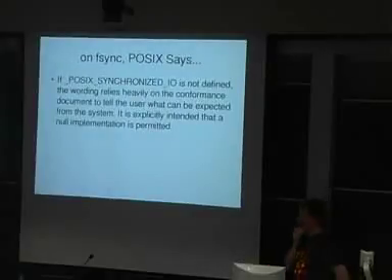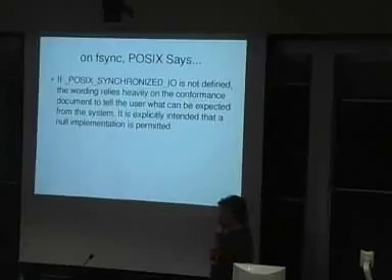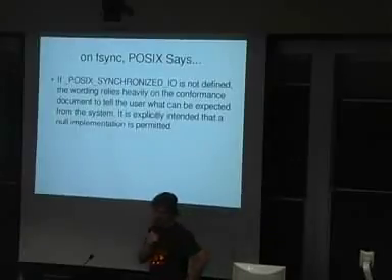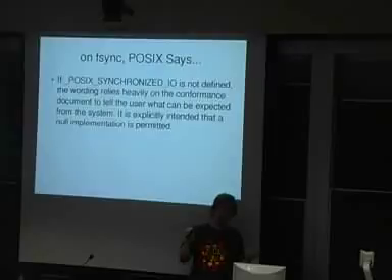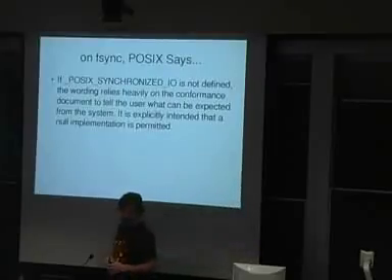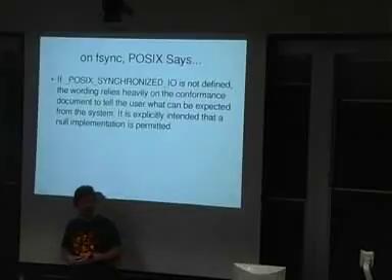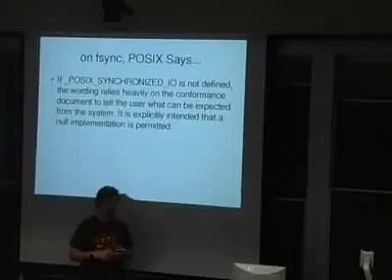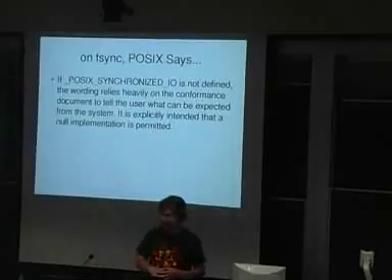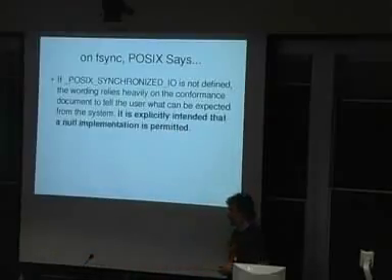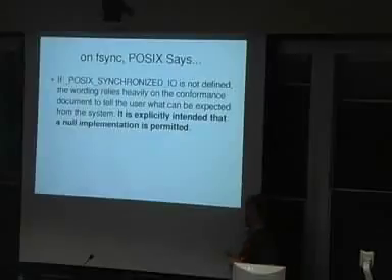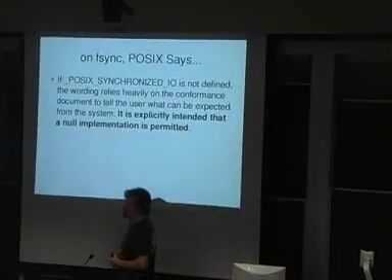Let's look up POSIX. Let's go at the consequence. If the POSIX synchronized I/O is not defined, so there's a hash define that turns out actually isn't there in even Red Hat 8 and 9, if you want to be portable back to that, the wording relies heavily on the conformance document to tell the user what can be expected from the system. It is explicitly intended that a null implementation is permitted.